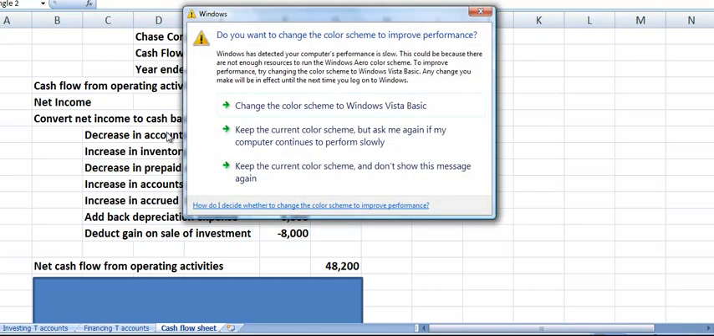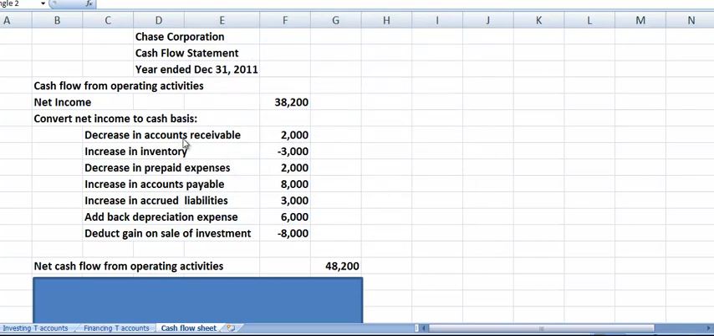And all those revenues and expenses will affect our net income, and so therefore they'll be included in this figure. What we're trying to do here is convert this net income to the cash basis.